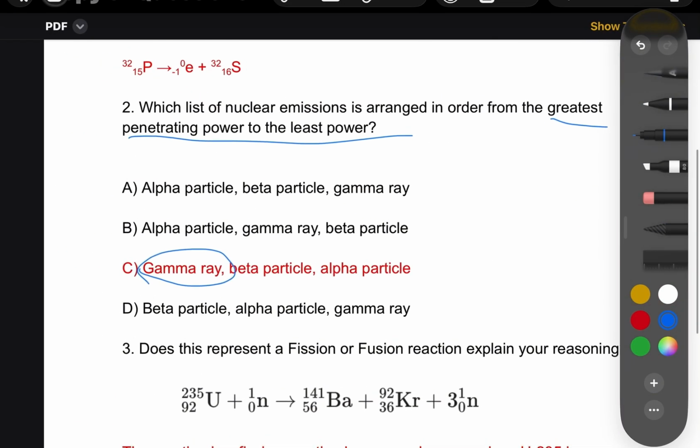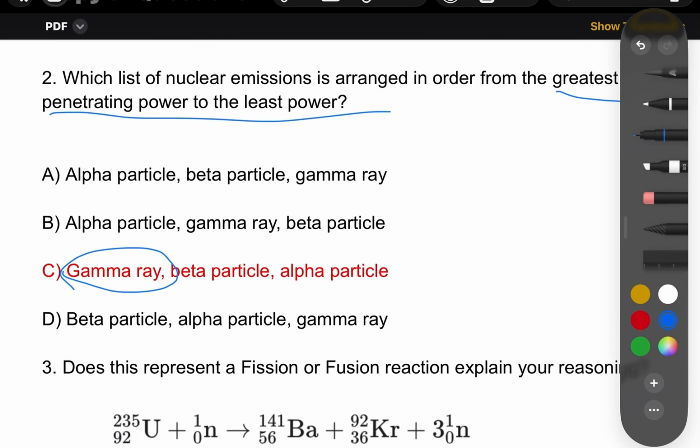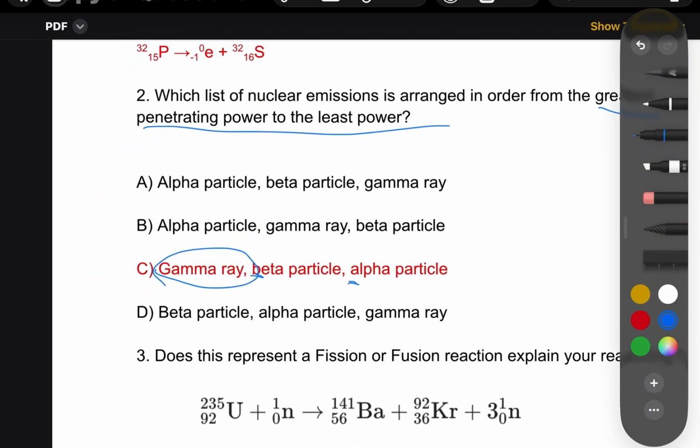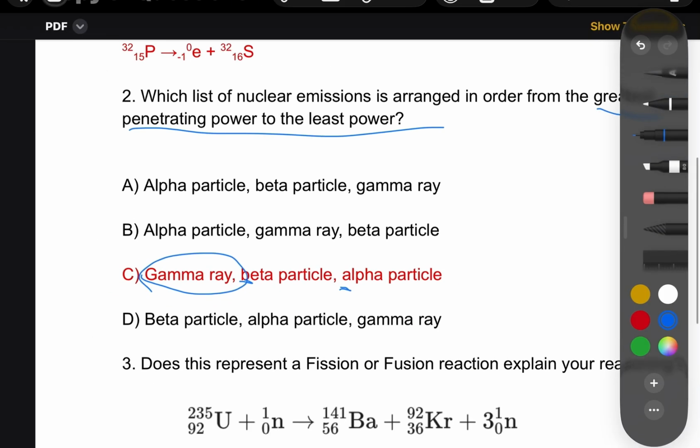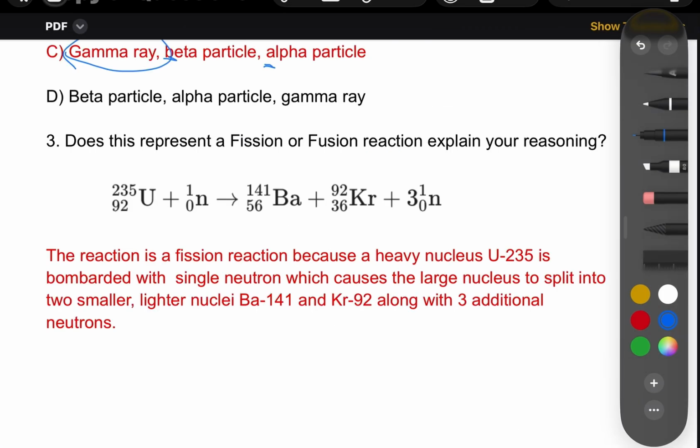And I guess a way you can remember this is like alpha, right? First letter of the alphabet, then B, second letter. So A is going to go at the end when it comes to least power. But if it was asking you for least to greatest, then it'd be alpha, beta, then gamma, because gamma is always going to be the greatest penetrating power.